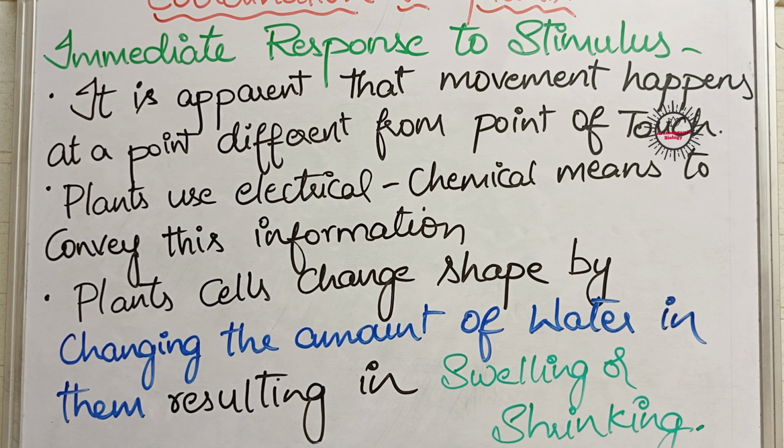If cells have a lot of water, then the cells swell. If the cells do not contain much water, the cells shrink. So in the case of the touch-me-not plant also, when we touch the leaf, the water present in the cells of the leaf is drawn back into the stem. The cells lose water, so the cells shrink, and that's why the leaves fold.